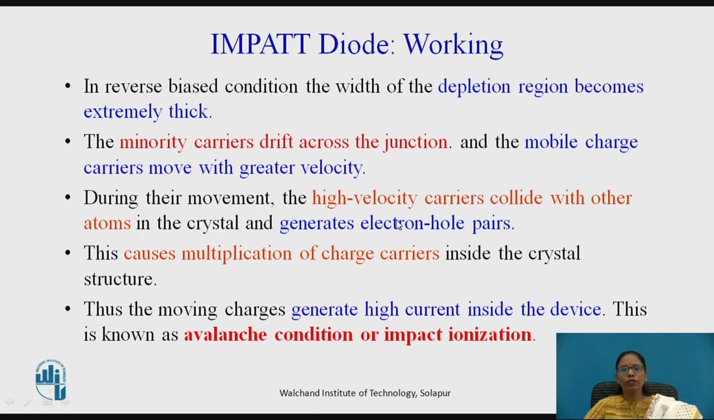As they move along the junction, these high velocity carriers collide with other atoms in the crystal and generate electron hole pairs. Now this causes multiplication of charge carriers. As they collide with other carriers, they generate more electron hole pairs. They knock out other charge carriers. So such a process goes on multiplying, and it is called multiplication of charge carriers. Thus, the moving charge carriers generate high current inside the device, and this is the avalanche condition. The current produces avalanche current, and the process is called impact ionization or avalanche.